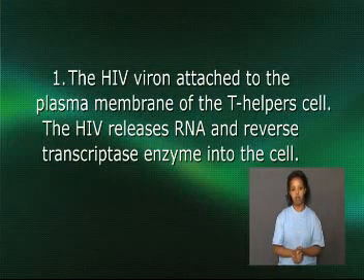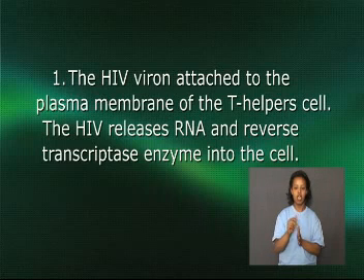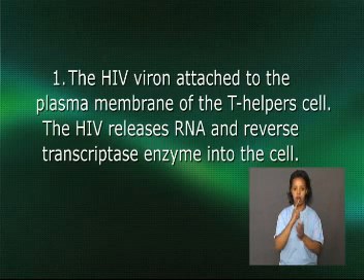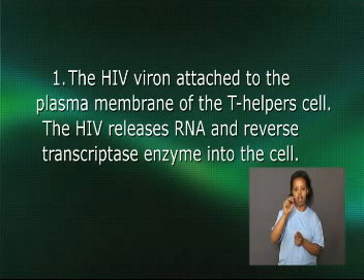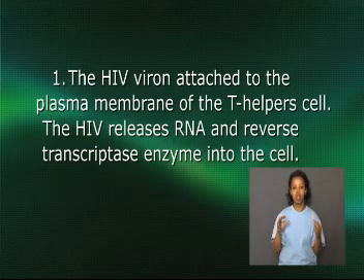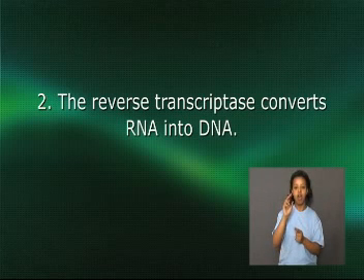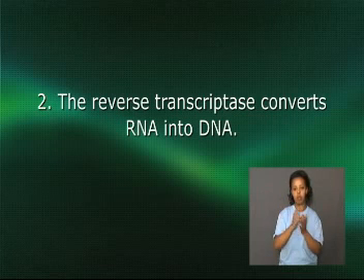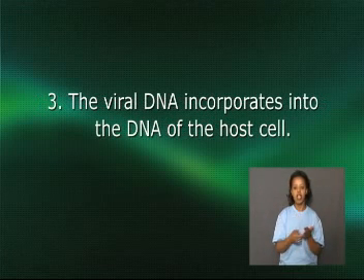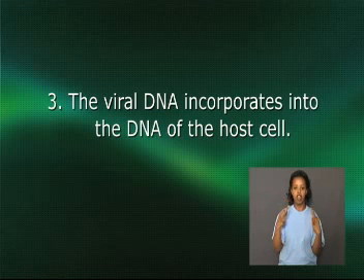First, the HIV virion attaches to the plasma membrane of the T helper cell once it has connected with the CD4 receptors. The HIV releases RNA and the reverse transcriptase enzyme into the host cell. In the second step, the reverse transcriptase converts RNA into DNA. In the third step, the viral DNA incorporates into the DNA of the host cell. Now, the HIV is said to enter a period of latency.